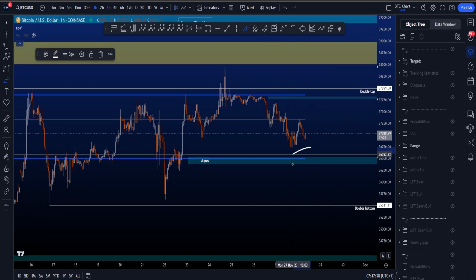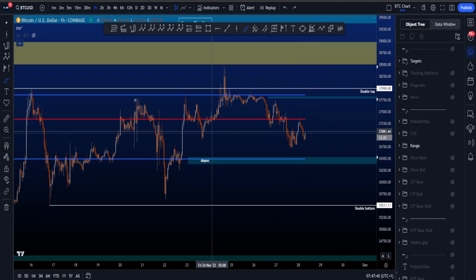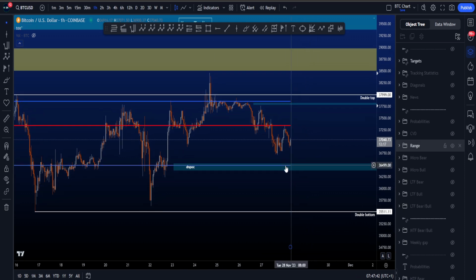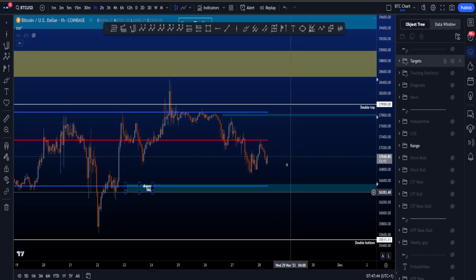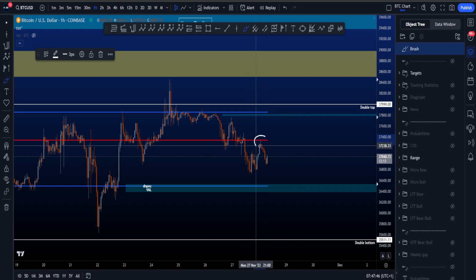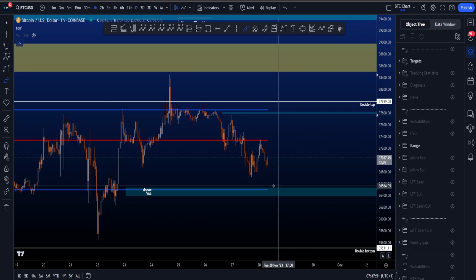Now, if we first zoom out before we go in CVD, we're still in the range, right? The value area low is one of the confluences down here inside this target box. Very interesting indeed, right on top of the daily naked point of control as well. Basically retested the point of control here, and now we move to the downside, so potential for continuation.